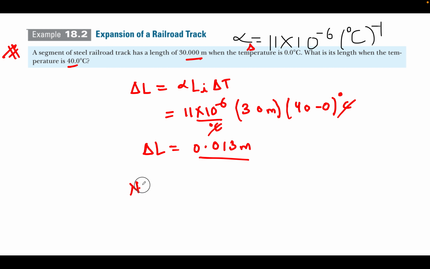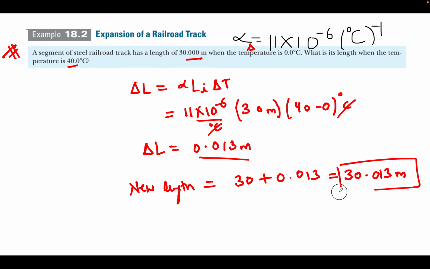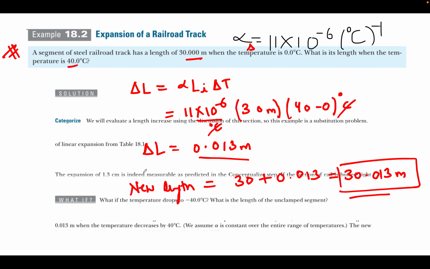So we can say that the new length of this railroad track will be: original is 30, the calculated linear expanded length is 0.013, so the total length is 30.013 meters. This is our answer. Okay, this is how we can solve this.